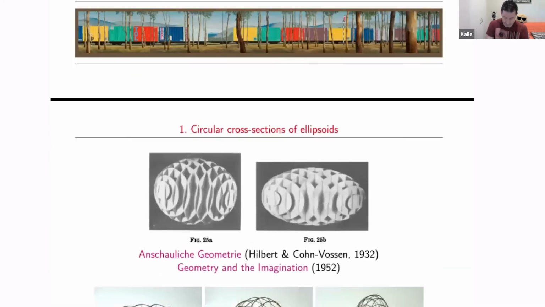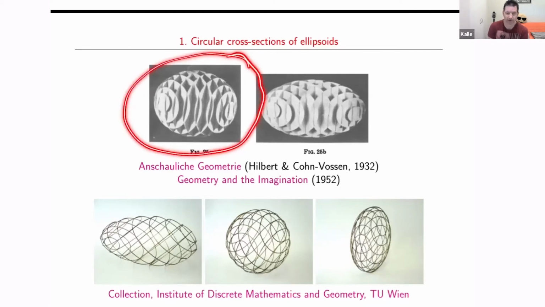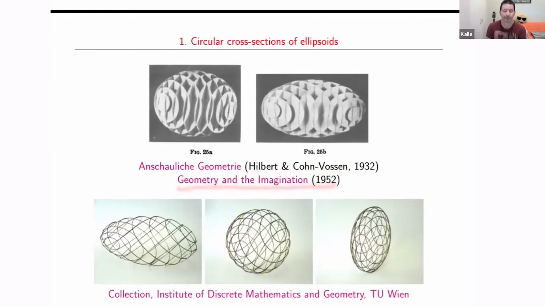Anyway, let me start with a few pictures, and I will try to keep the number of equations down, because I think pictures are probably better to explain things. Here you can see something taken from a classic, Hilbert and Cohn-Vossen, Anschauliche Geometrie. This is the English translation, 1952. This is a model of an ellipsoid. It's just cardboard discs attached to each other in such a way that you can actually deform this ellipsoid.